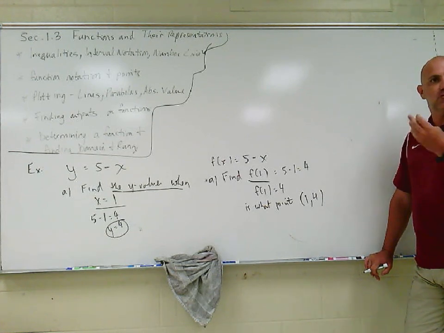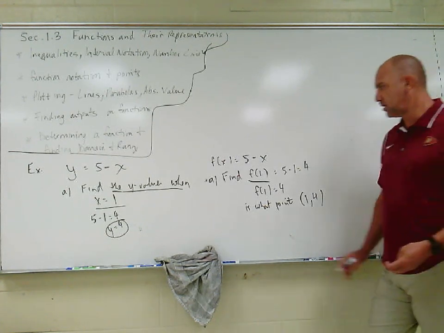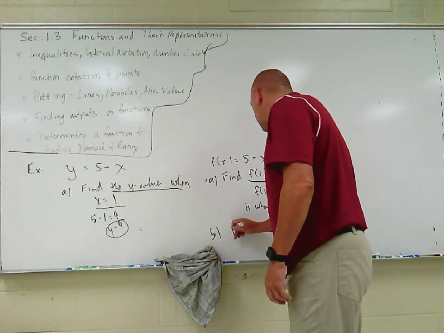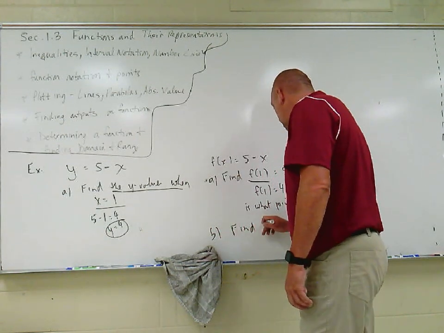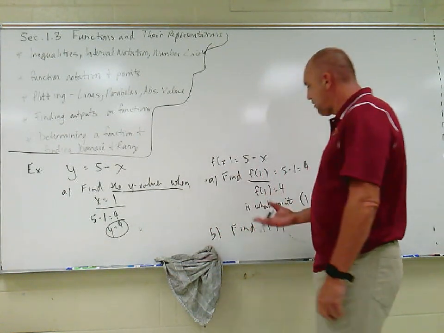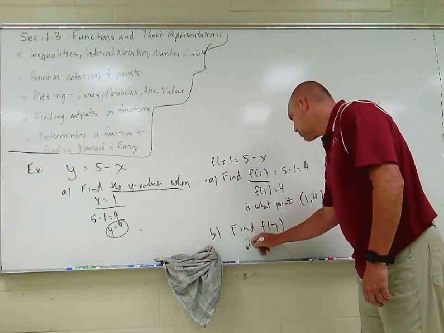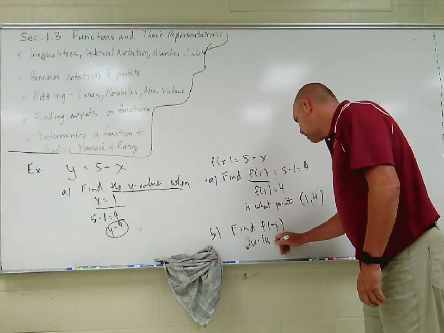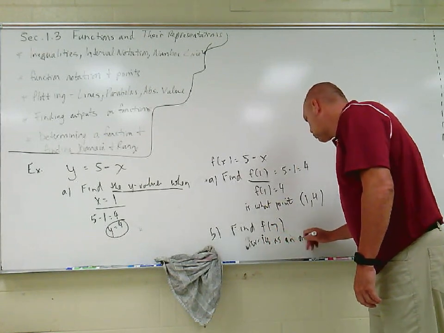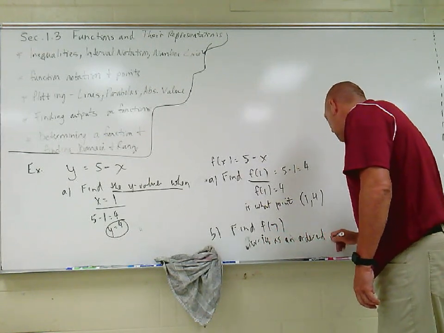So that's all that function notation is. It's just a shorter way. So if I do part B, find f of 7, go ahead, and once you get f of 7, write it as an ordered pair.